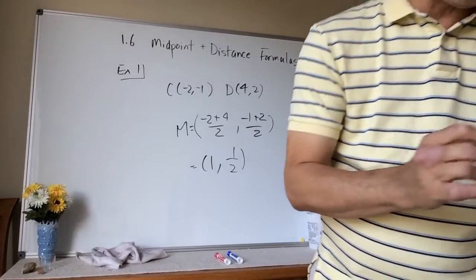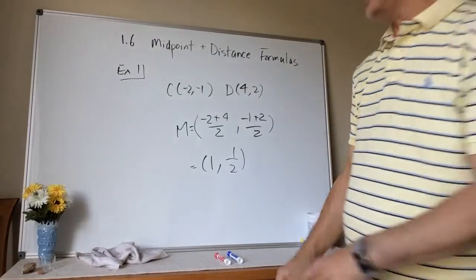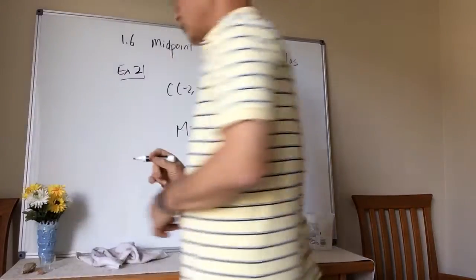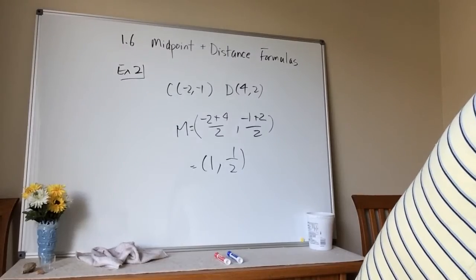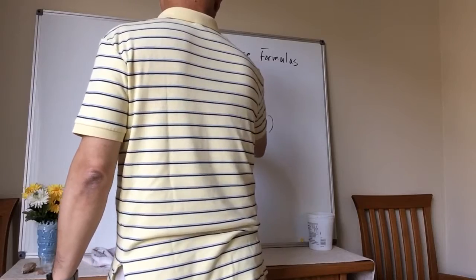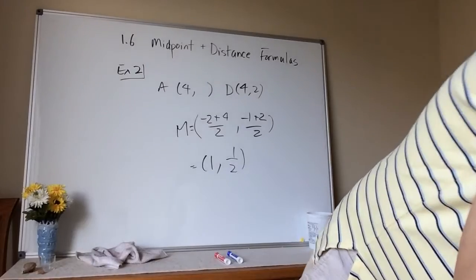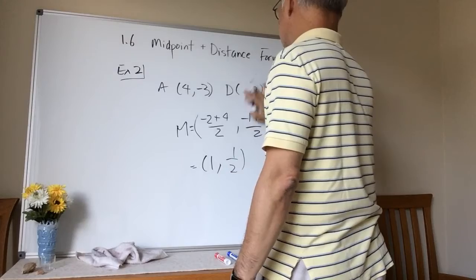Example number 2, finding the coordinates of an endpoint. Okay, so in this one, they give you the midpoint and one endpoint, and you have to find the other endpoint. They are going to give you one of the endpoints, A, which is (4, -3). Now, I do not know this other one. This is what we're trying to find.